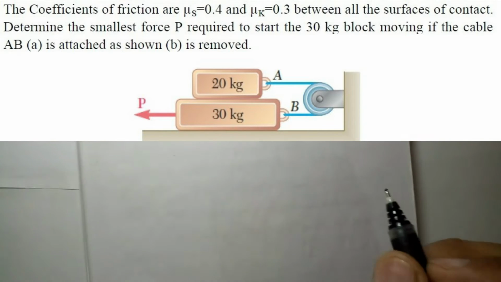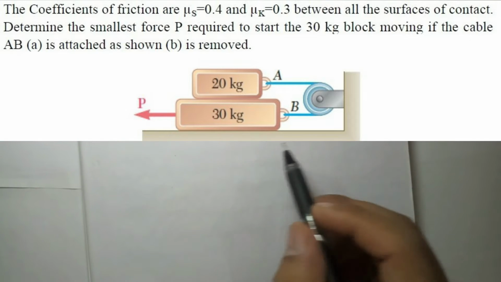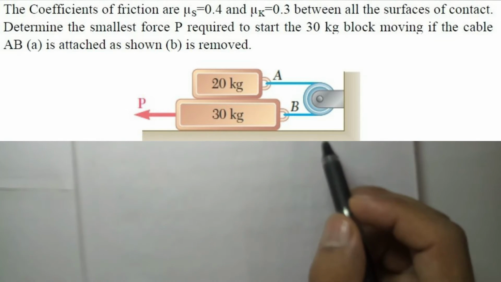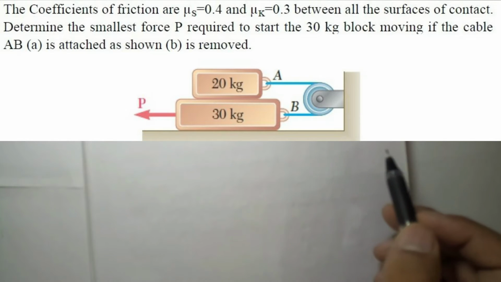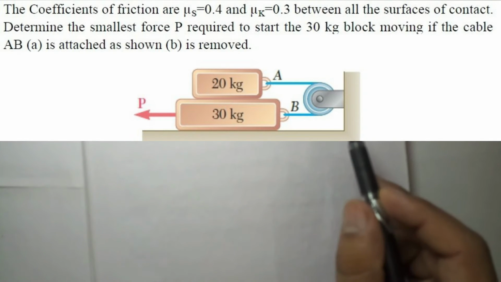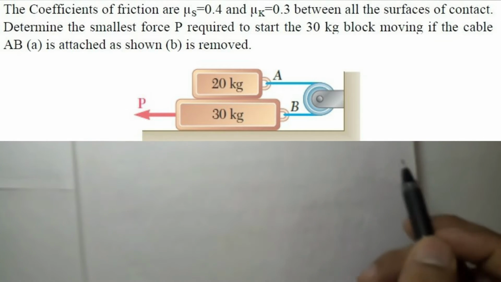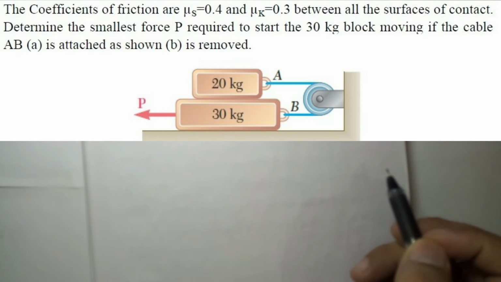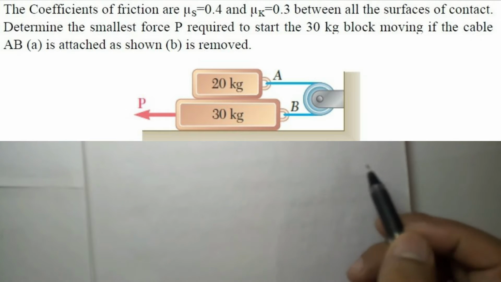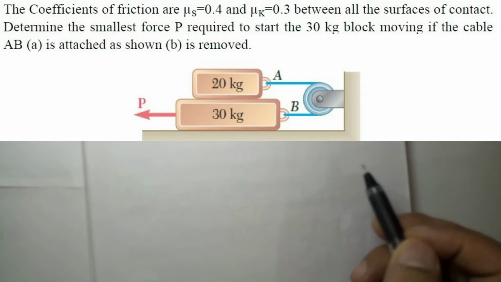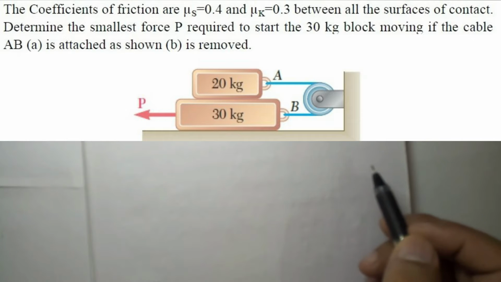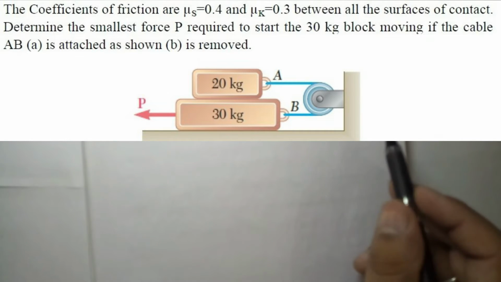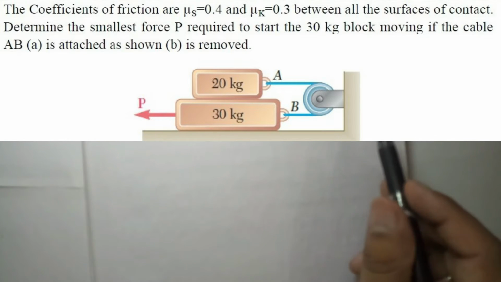Now if I have to find out the value of P, if you can see in the diagram, this P is being applied on the 30 kg block only, and the 30 kg block is tied with the 20 kg block. Now if I have to find out the P force, I need to find out the tension in the string. Only then I can make the calculation of horizontal and vertical forces. To find out the tension in the string, we cannot apply the equilibrium condition on the 30 kg block directly. We need to find out the tension in the string by taking the 20 kg block separately.